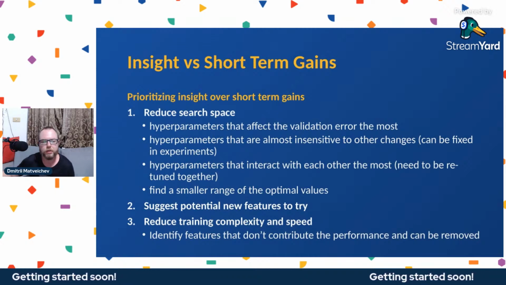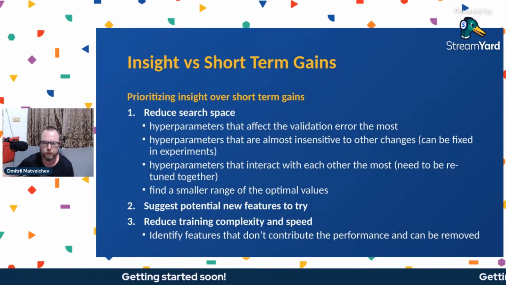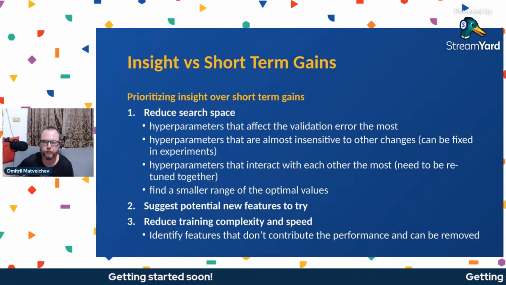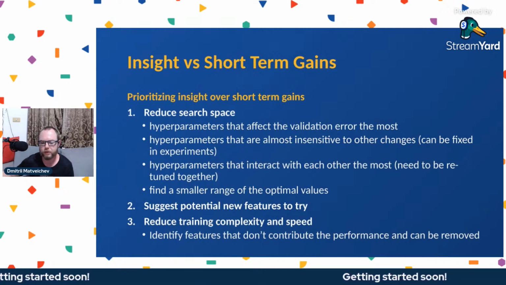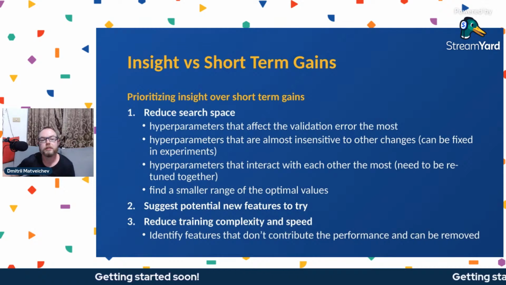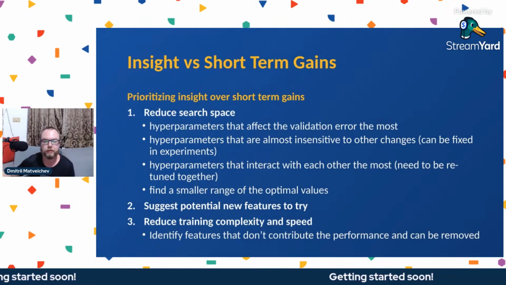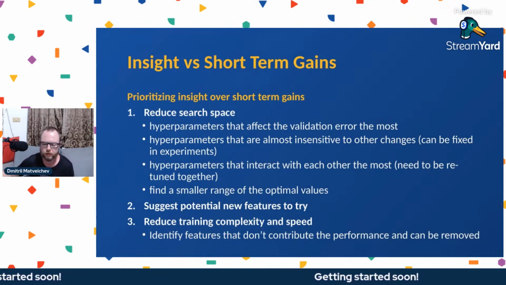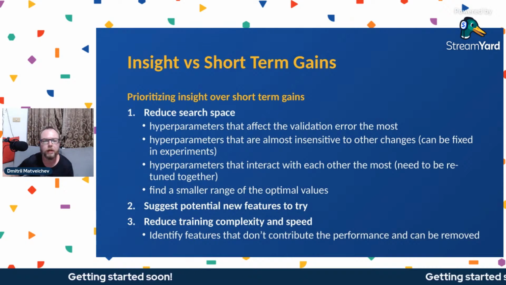One is that you may find the hyperparameters that affect the validation error the most, or affect the performance of the model the most, and you may focus only on these hyperparameters. Sometimes it can be only 2 or 3 hyperparameters that increase the performance of your model. And it's way, way easier to do random search or Bayesian search over 2 or 3 parameters. And you also can find some hyperparameters that are almost insensitive to changes, and it means that you can just fix them in next experiments and ignore them when you set the search space for your optimizer, such as random or grid search or Bayesian.